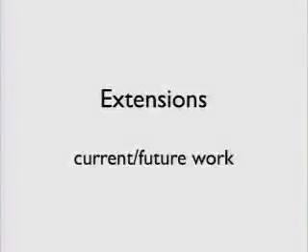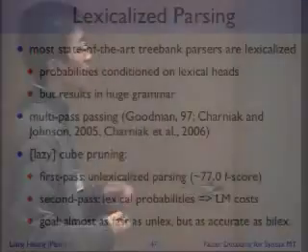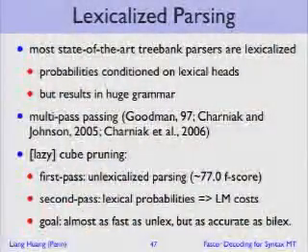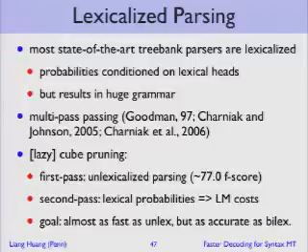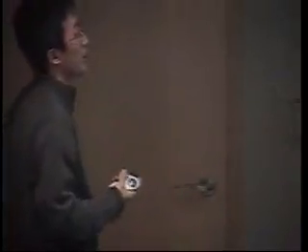Okay, so extensions or current, ongoing work. We can apply the same story of cube pruning, lazy cube pruning, to other search problems in NLP. Say, for instance, lexicalized parsing. We know that most of the state-of-the-art parsers are lexicalized, like Collins's and Charniak's parsers, and the probability is conditioned on the lexical heads.